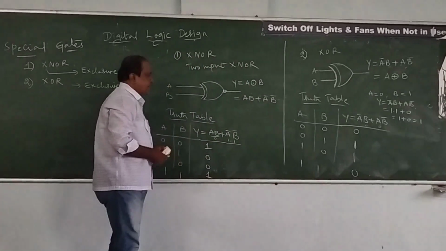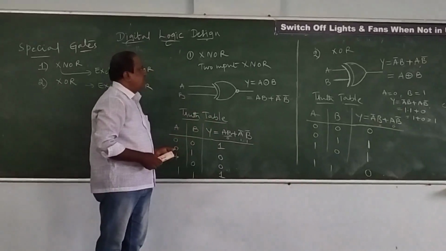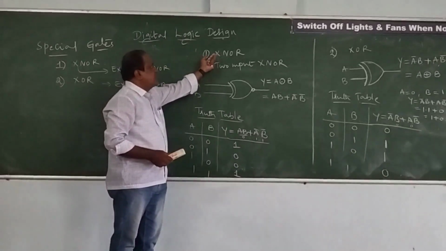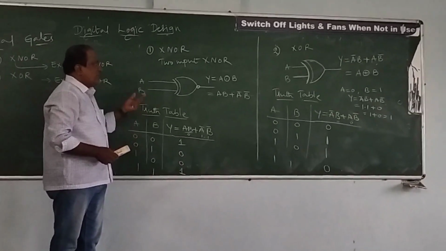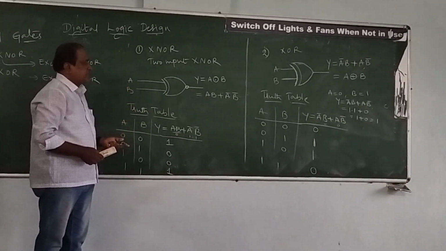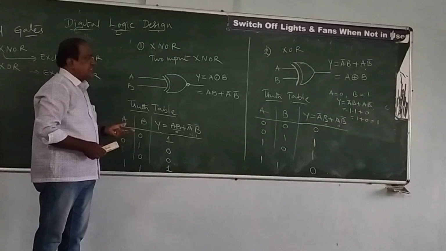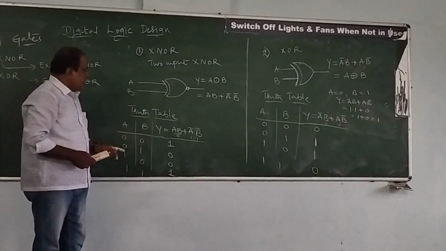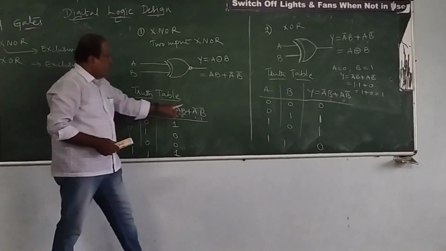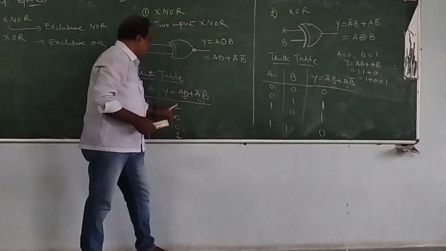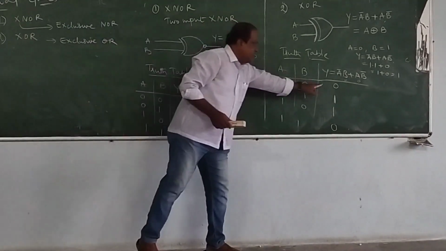Now you can compare both the special gates, XNOR and XOR. What is the difference in this schematic? What is the difference in the output expression? And what is the exact difference in the truth table? When you see the first case, 0 0, here also 0 0, but here the output is 1, but in this case it is 0.